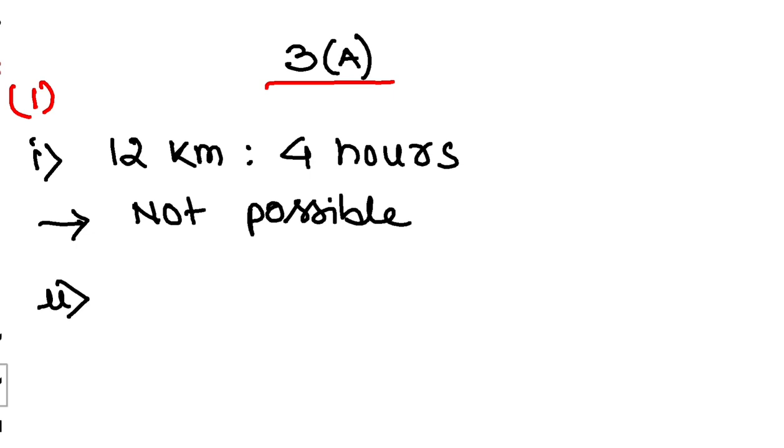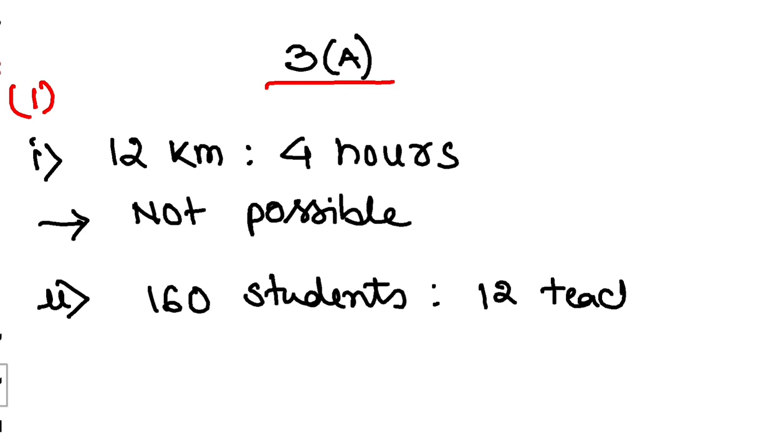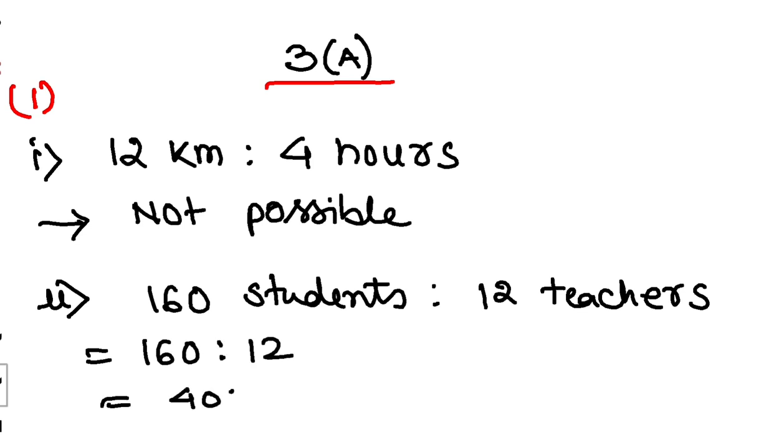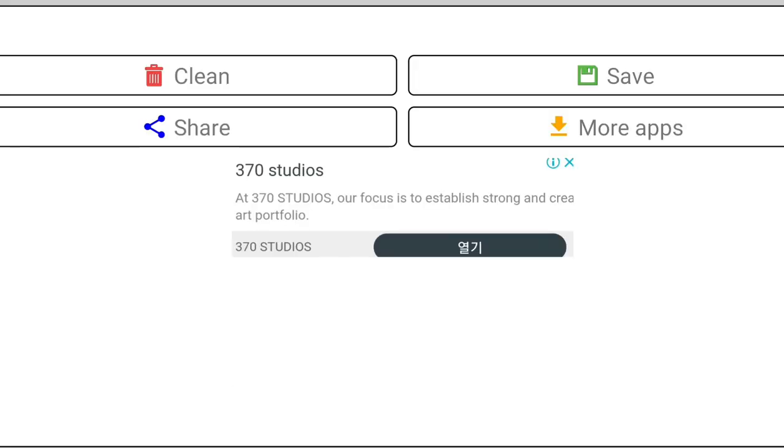Number 2, 160 students is compared to 12 teachers. Now students, teachers, both are human beings, similar quantities, so my ratio will be 160 is to 12. If you bring it to the lowest form, it will be 40 is to 3. Okay, now let's move on to question number 3.